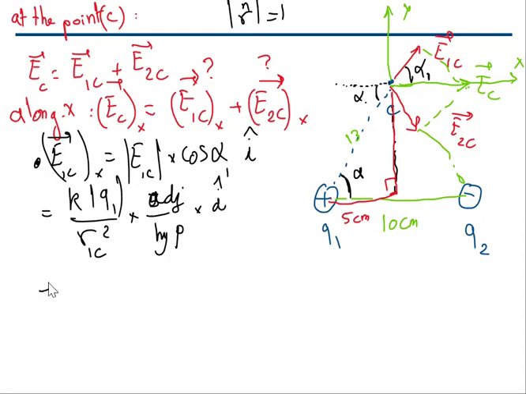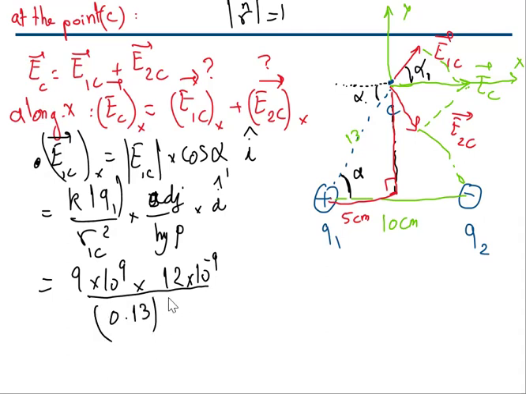Good. So what will it be? It will be 9 times 10 power 9 times the absolute value of Q1, which is 12 times 10 power negative 9, divided by the distance from Q1 to the point C, which is 13 centimeters, so 0.13 squared. Multiplied by the adjacent, 0.05, divided by the hypotenuse, 13 centimeters, that means 0.13. And it's along i because we are talking about the x-axis. Okay?